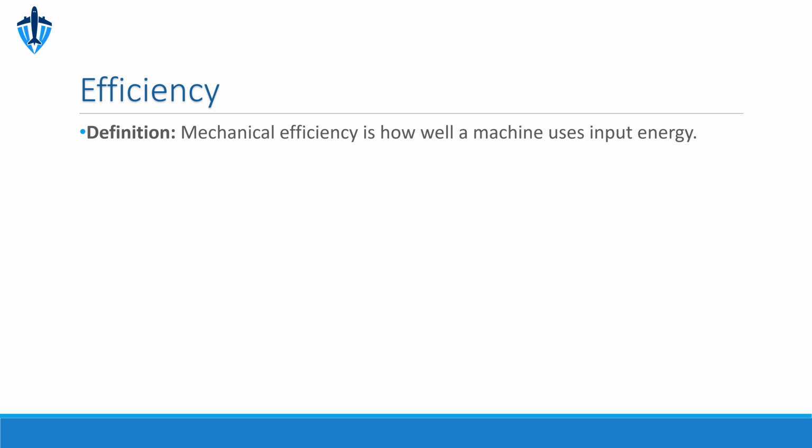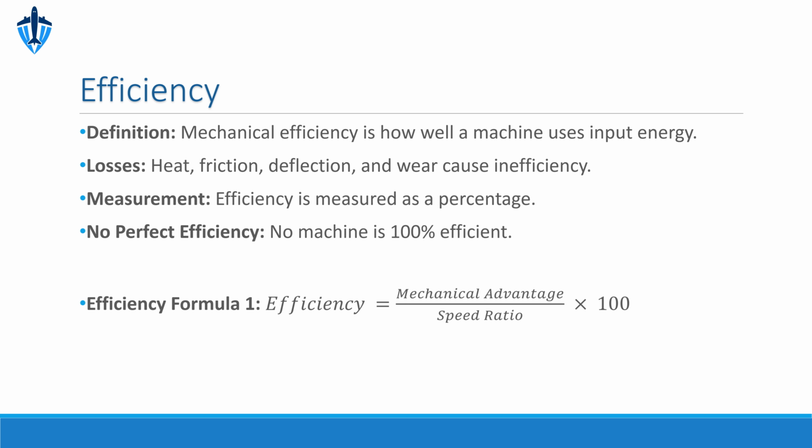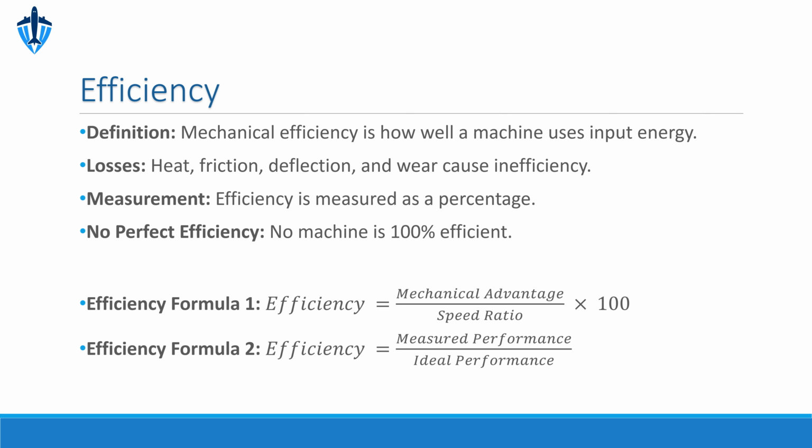Finally, let's consider efficiency. Mechanical efficiency refers to how well a machine uses the energy put into it. Losses due to heat, friction, deflection, and wear make machines less efficient. Efficiency is measured as a percentage, and no machine can be 100% efficient. We can calculate efficiency using formulas such as mechanical advantage divided by speed ratio, all multiplied by 100. Alternatively, we can divide the measured performance by the ideal performance to determine the efficiency of a machine.